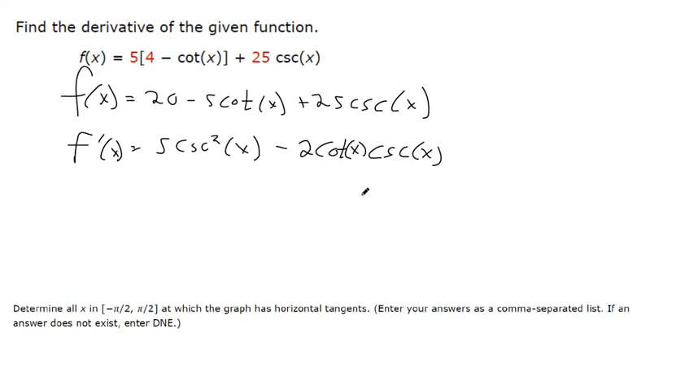So there's our derivative. Determine all x from negative pi over 2 to pi over 2 for which the graph has horizontal tangents. Horizontal tangents occur when the derivative equals 0, so we're going to set this equal to 0.